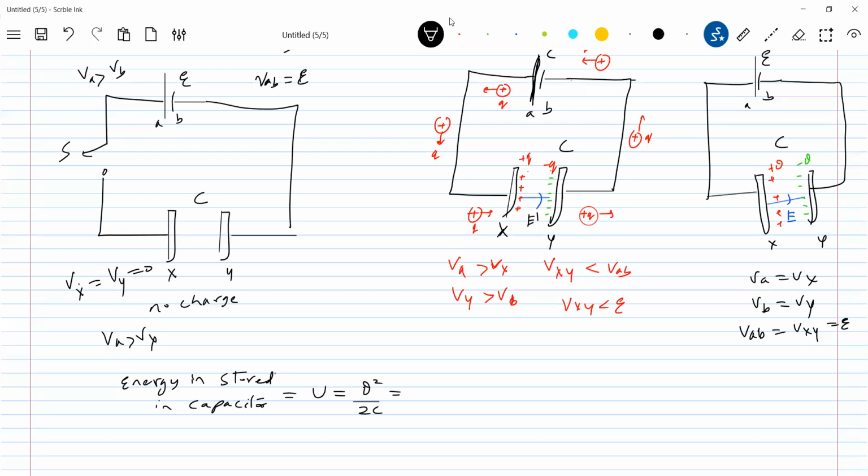What is Q actually? From this diagram, Q is equal to Vxy into C. Charge equals potential difference times capacitance. What is the potential difference? E. So Q equals EC. Let me substitute here. EC whole square by 2C. Or you can write E square C by 2. Because what are the known things? The applied EMF and the capacitance. So in terms of that, I brought it. What about the work done by the cell?